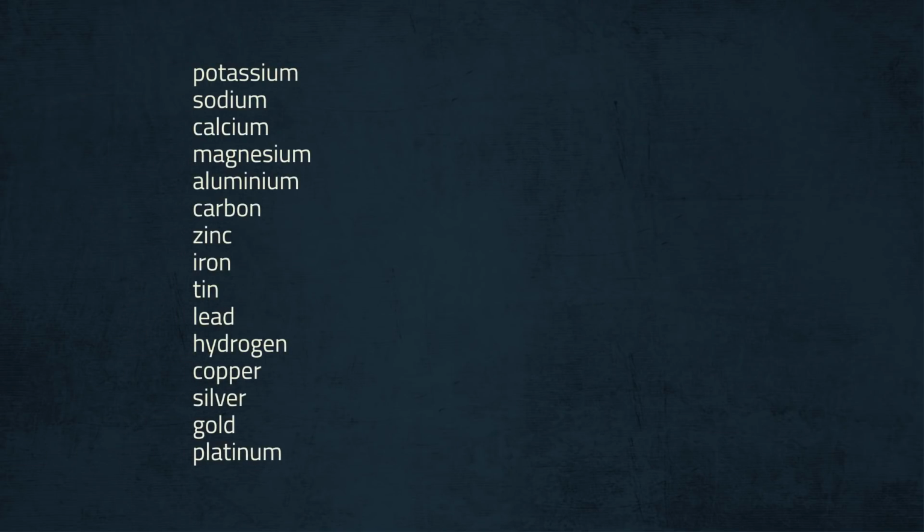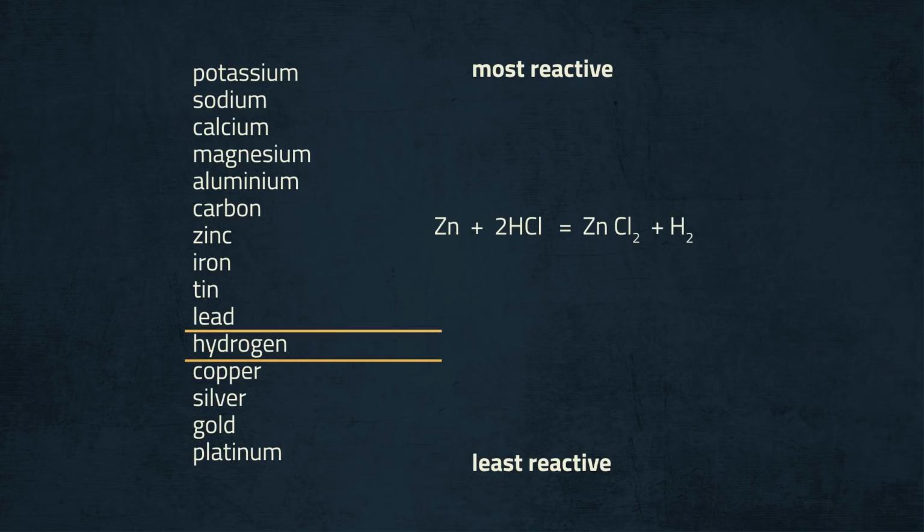Thus, metals above hydrogen in the reactivity series normally react with acids to form hydrogen, like zinc with hydrochloric acid. However, if the metals form insoluble salt, little reaction will occur, for example lead in sulfuric or hydrochloric acids.